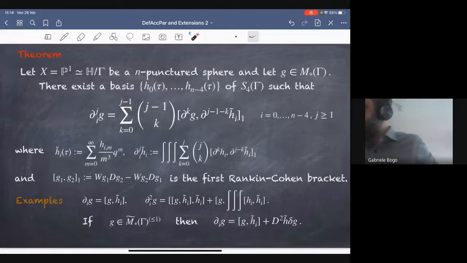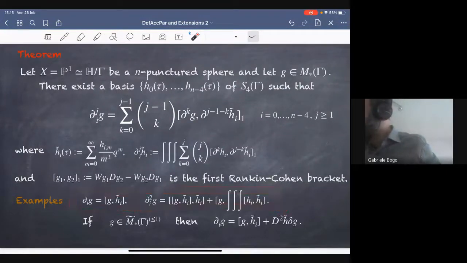So for a given h_i, a cusp form of weight 4, we define h_i tilde as this Eichler integral. So just sort of integrating 3 times with respect to tau. And you apply the deformation operator also to these Eichler integrals, and they are given by this formula again, integrating some Rankin-Cohen brackets. But to understand the statement, please look at the examples here.